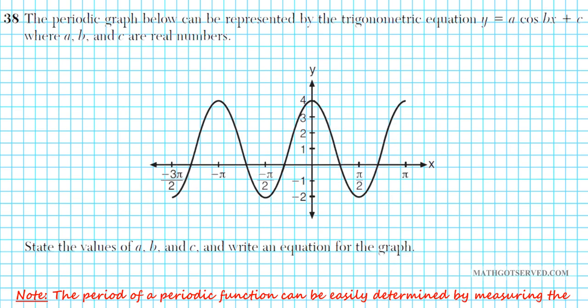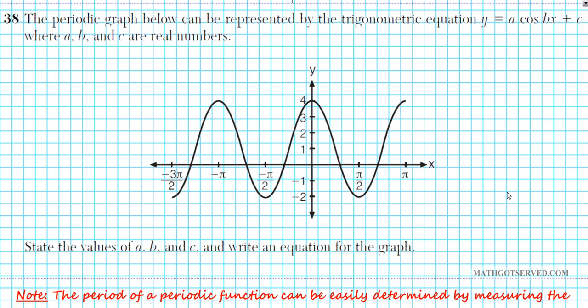All right, let's take a look at number 38. It says the periodic graph below can be represented by the trigonometric equation y equals a cosine bx plus c, where a, b, c are real numbers. State the values of a, b, and c and write an equation for the graph.